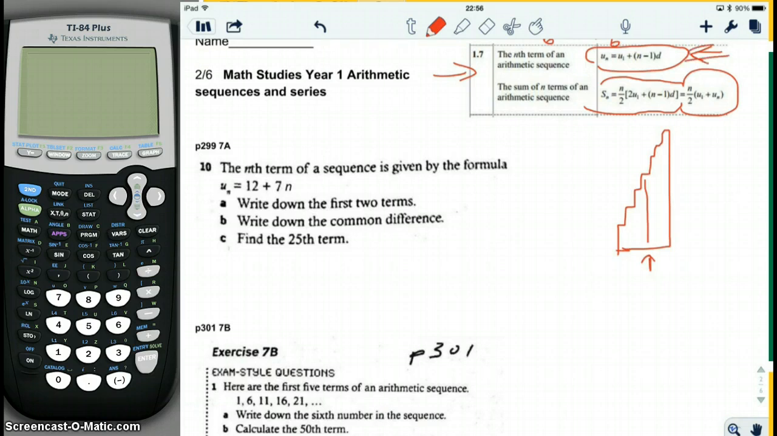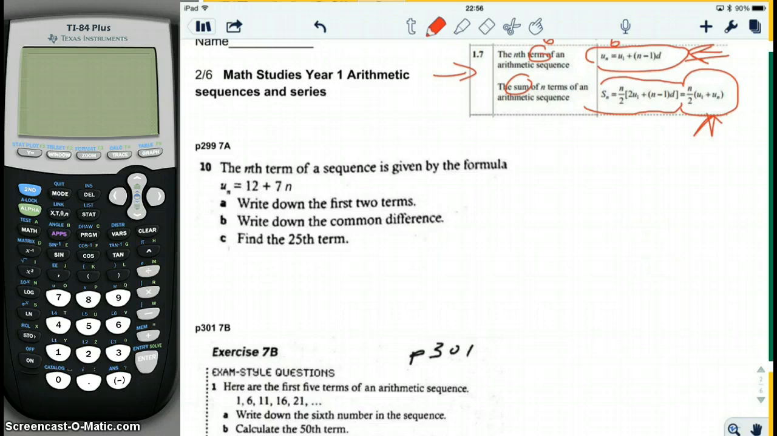Now, if you said I want to add up the first column until the 10th column, then you're going to use this equation. So that's the difference between the sum equation and the term equation. Okay. So let's start then.